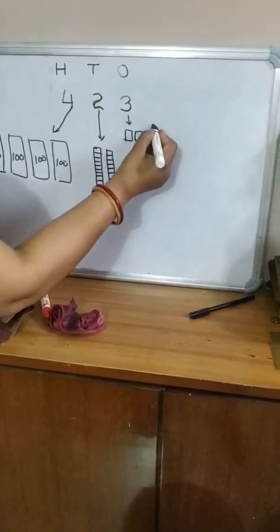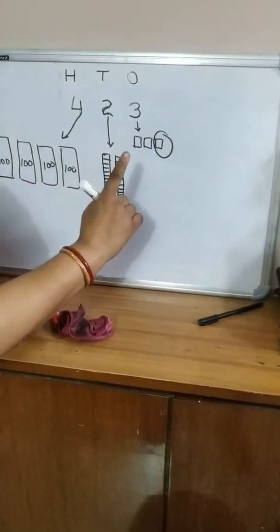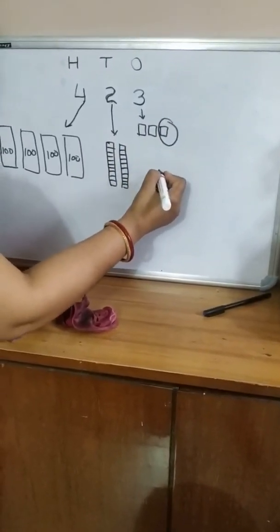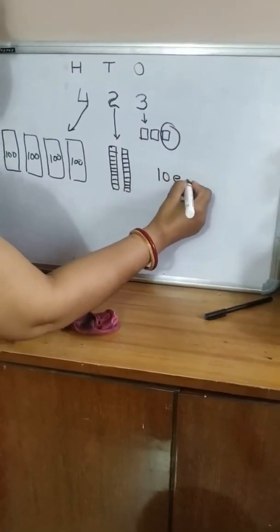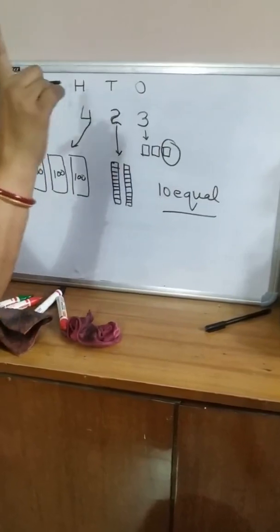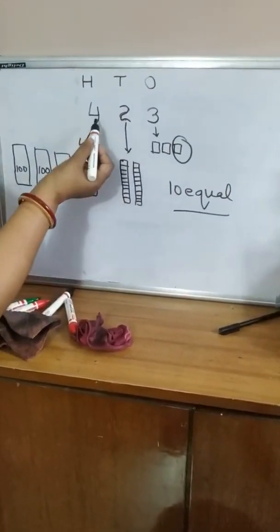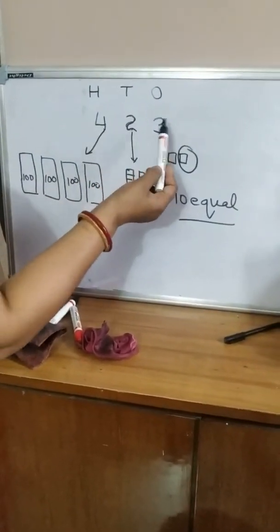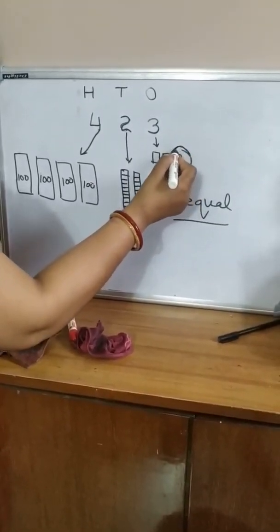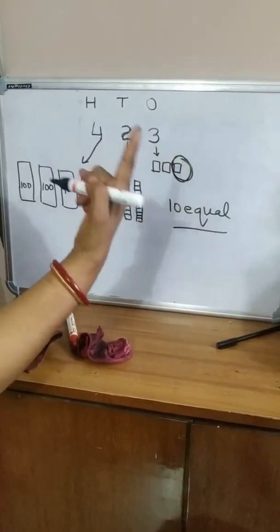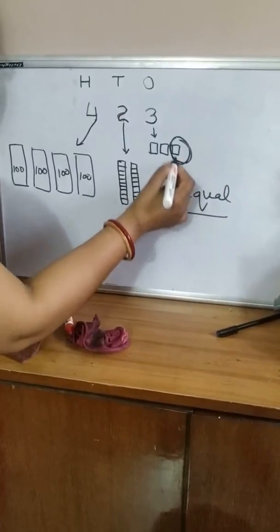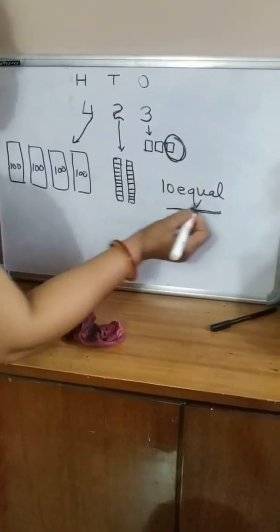Now we take this one cookie. This one cookie I have to divide into 10 equal parts. Here it is 400 cookies, 20 cookies and 3 cookies. Now I am going to share this one cookie among 10 friends, so I have to divide this one cookie into 10 equal parts.